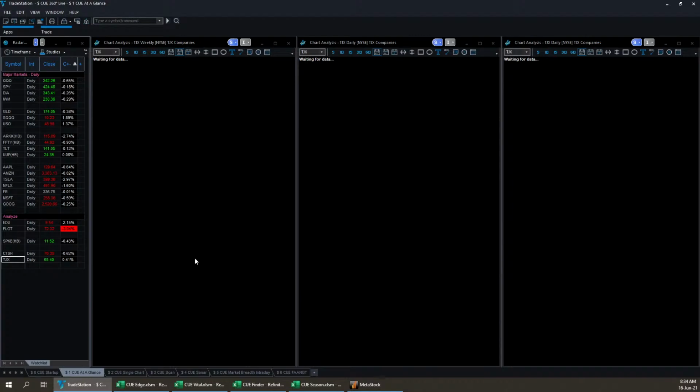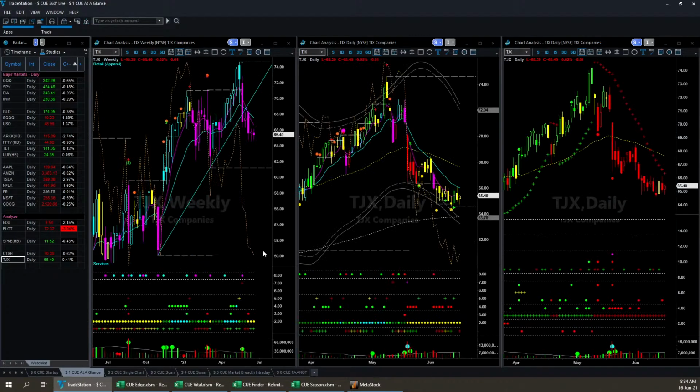TJX was another discretionary long I took. It was moving inside a narrow range. I took a long position and I am continuing to hold it. My stop would be just below this range. The stop has not been hit. Continuing to hold TJX. Again, it was a discretionary trade.